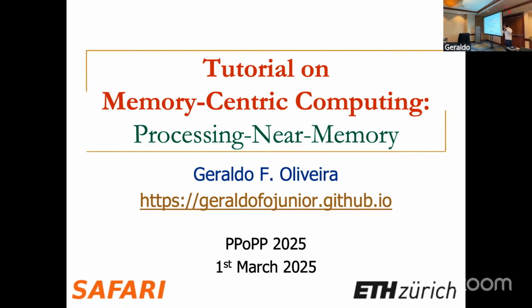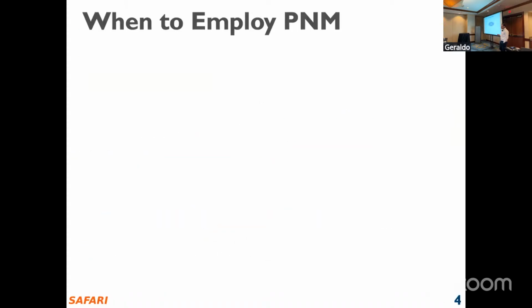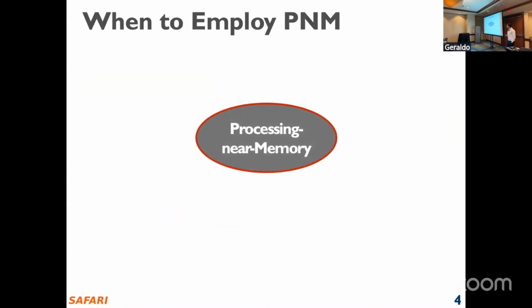So we are going to move a little bit into the specifics of those two types of processing in memory systems, processing near memory and processing using memory. I'm going to try to give a little bit of background on actually how we as designers should approach those two different types of systems. So Honor already mentioned processing near memory. I'm not going to explain it again.